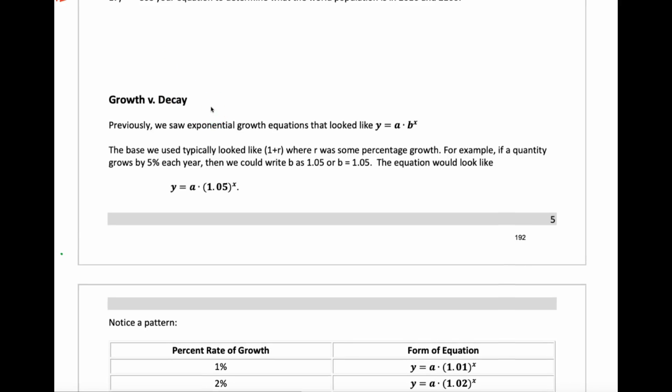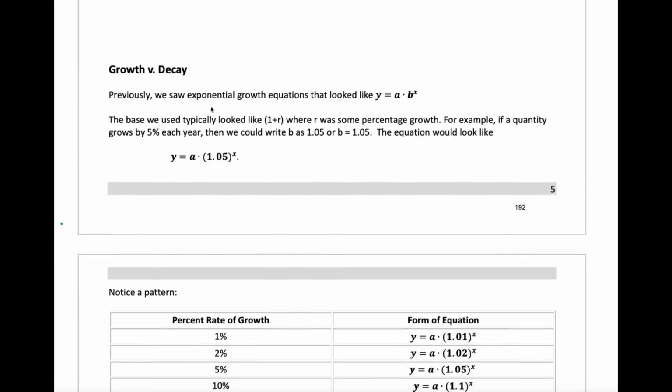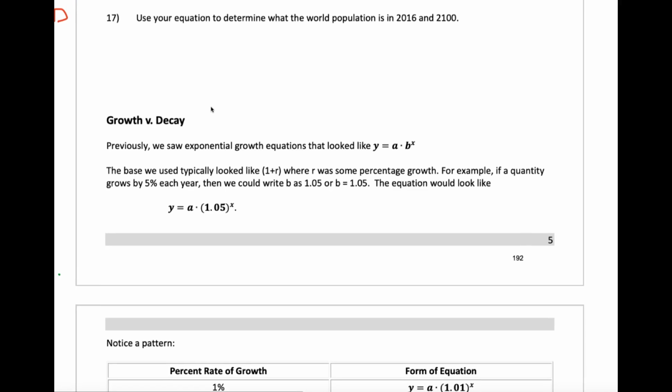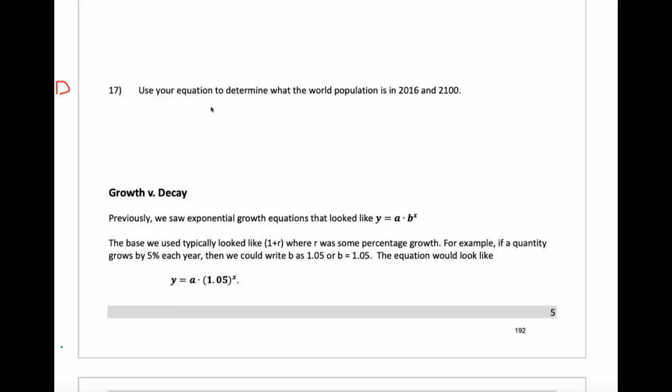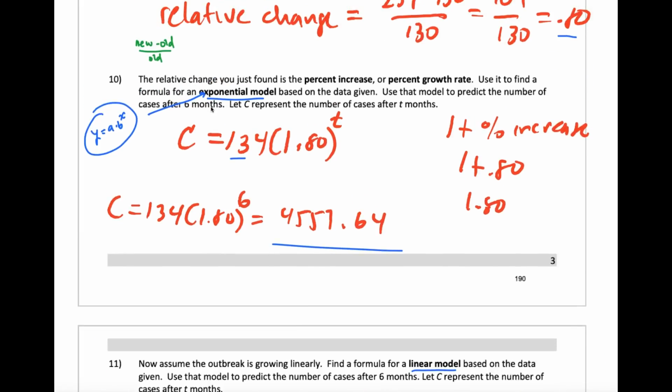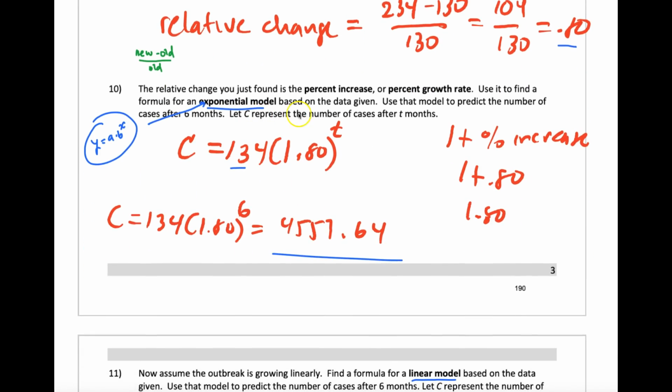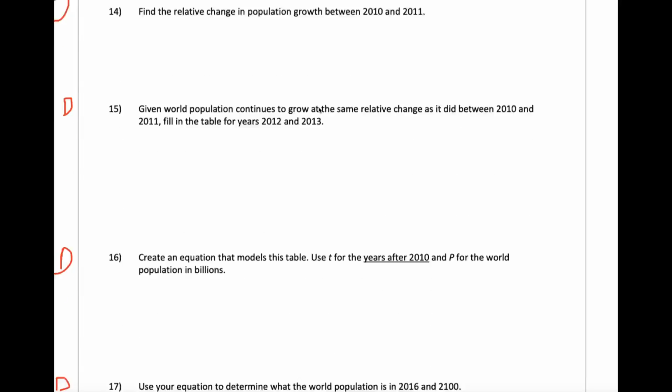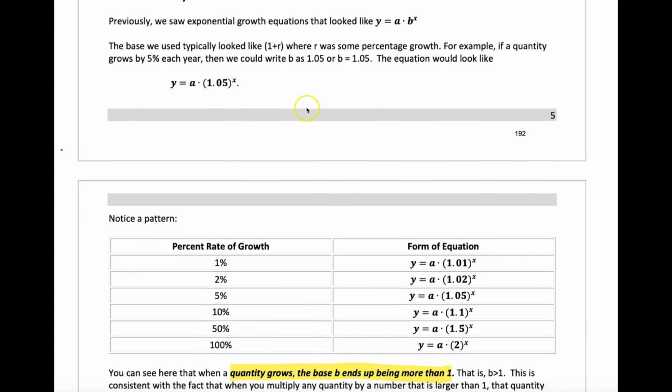Okay, let's go on to look at something called growth versus decay. In the previous lessons or videos for this section, we were looking at exponential functions that were increasing. They had a percent increase or growth rate. Now we're going to compare that to something called decay.